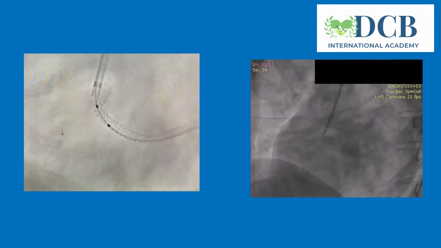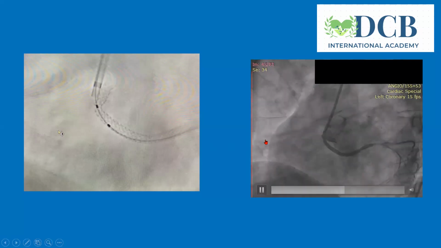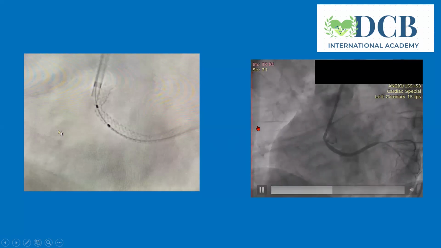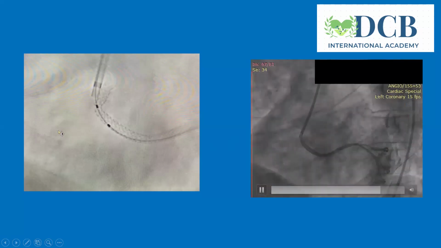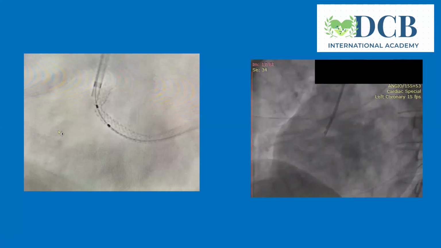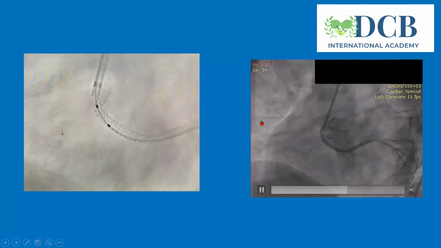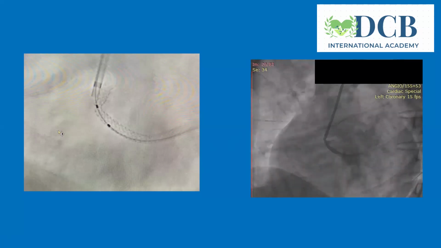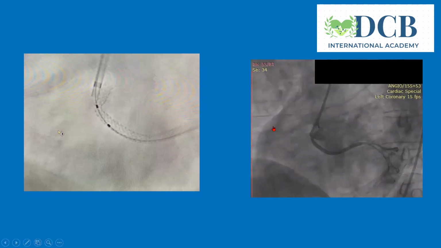So this is the final angiogram. We had to accept this, and the patient is under clinical follow-up. He's doing well. He completed 12 months of follow-up. So we had to end this case, and we had to accept this protrusion.